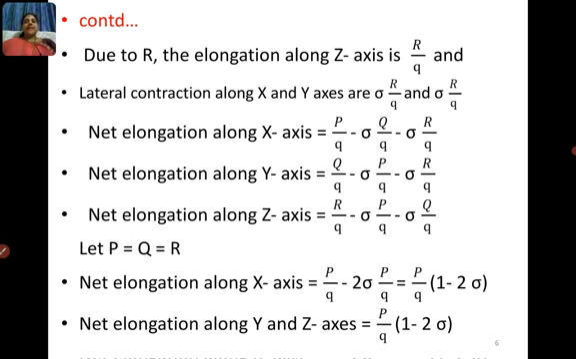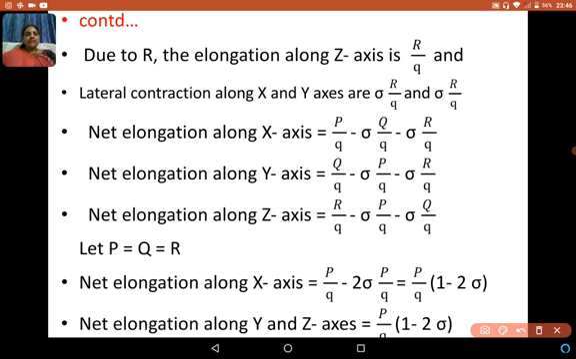Hence, the net elongation along the x axis is equal to P by Q minus sigma Q by Q minus sigma R by Q. The net elongation along the y axis is equal to Q by Q due to the force Q, and due to the forces P and R the compression takes place, and hence we have the negative signs: Q by Q minus sigma P by Q minus sigma R by Q. Then the net elongation along the z axis is R by Q minus sigma P by Q minus sigma Q by Q.